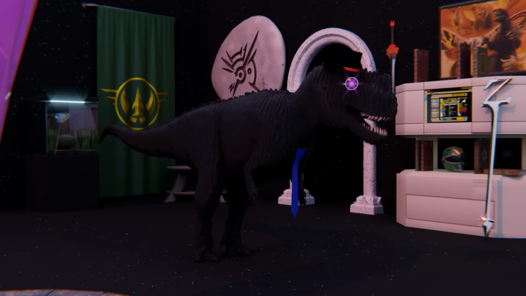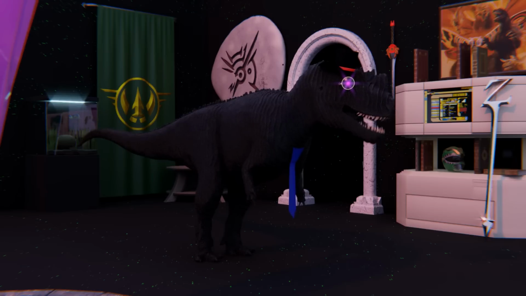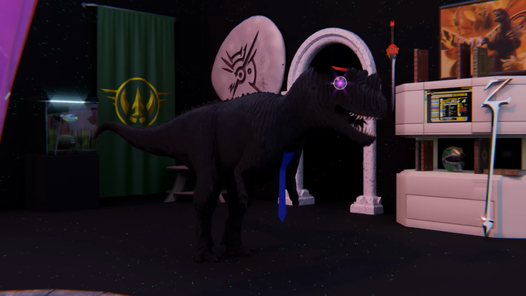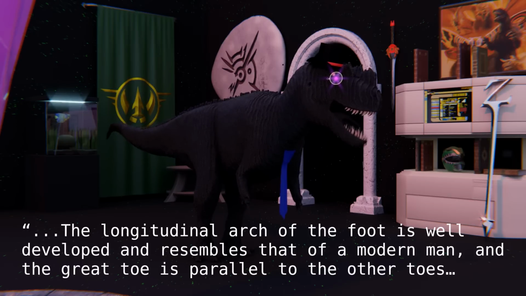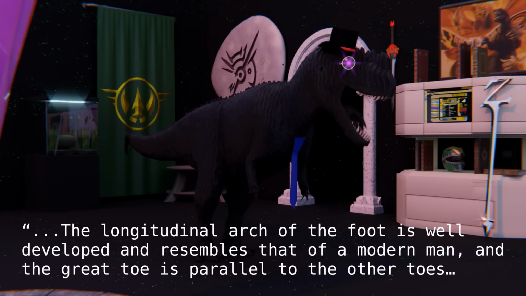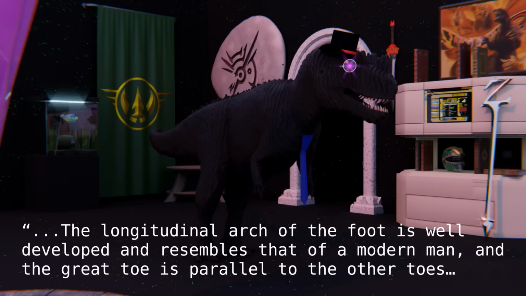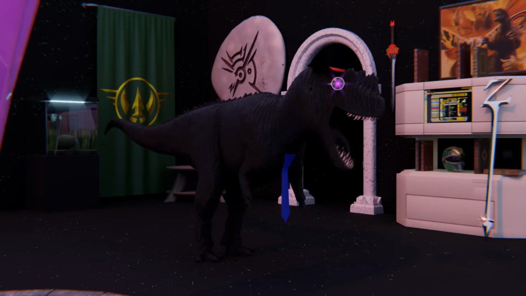The closest we come is in the description in the print section under the primate subsection and the hominidae subsection, where we read, quote, "The longitudinal arch of the foot is well developed and resembles that of a modern man, and the great toe is parallel to the other toes," end quote. Resembles isn't the same thing as being identical.